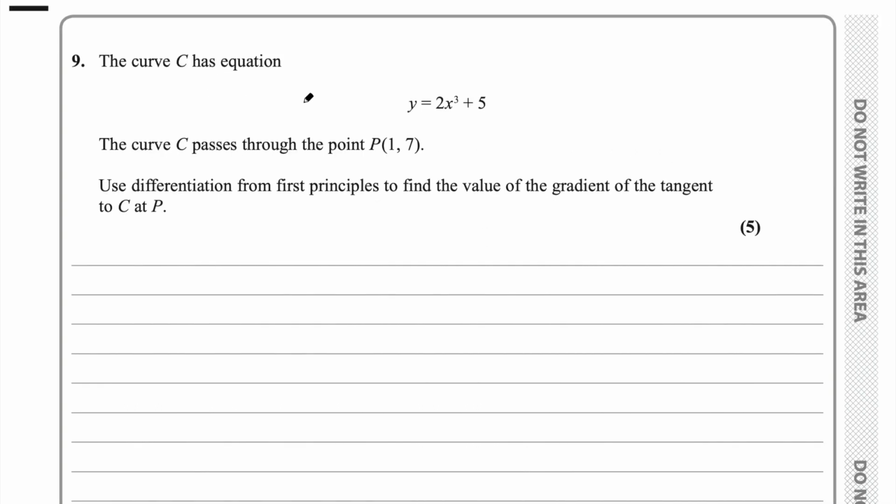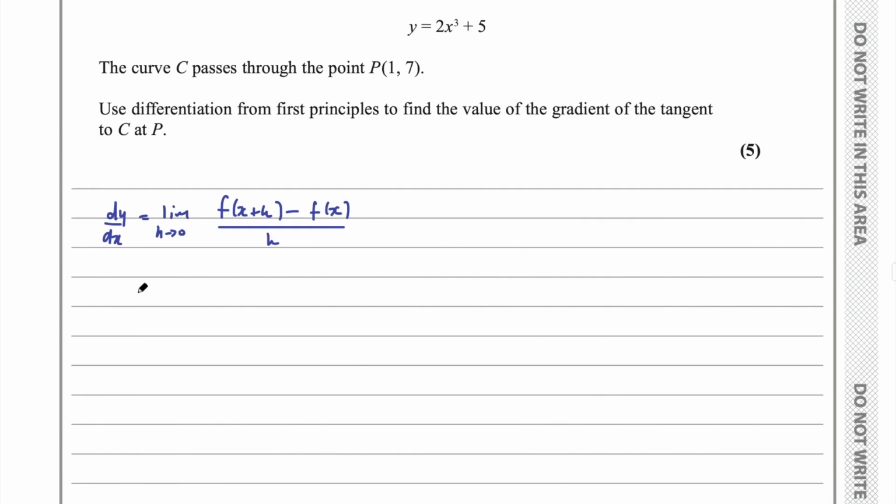Question 9 says the curve C has equation y equals 2x cubed plus 5. The curve C passes through the point P at (1, 7). Use differentiation from first principles to find the value of the gradient of the tangent to C at P. Okay, so whenever you see first principles, you can think of this formula. So the derivative of y with respect to x will equal the limit as h approaches 0 of f of x plus h, take f of x, all over h. And that's actually in your A-level formula booklet under first principles.